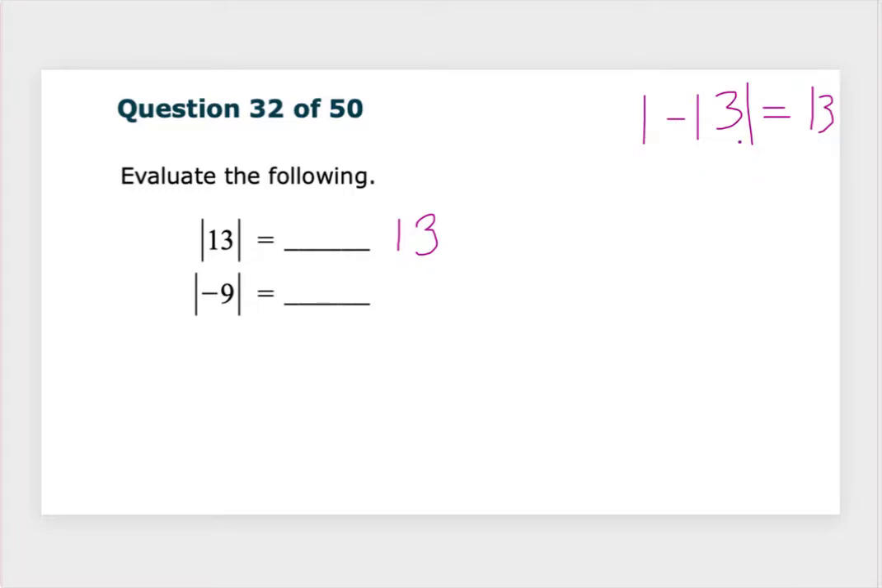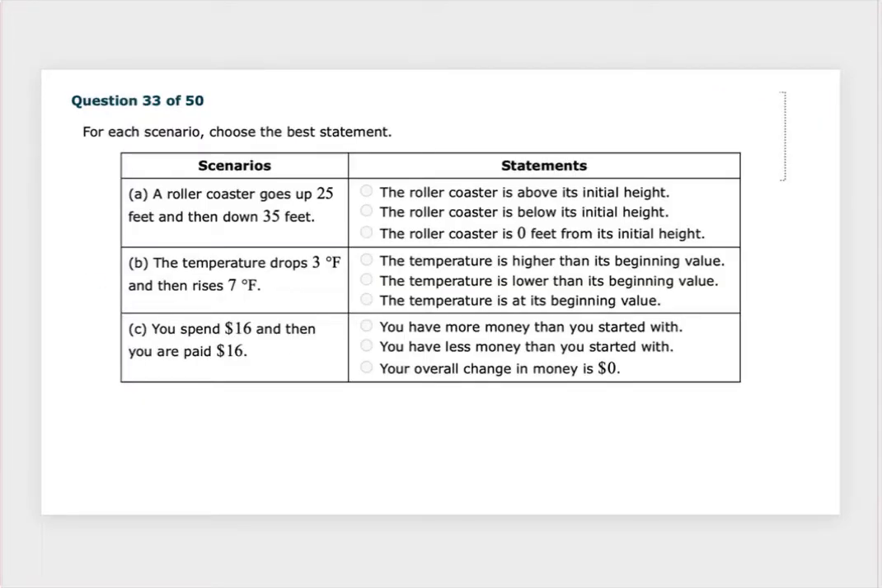Whatever's inside will be made positive. So the absolute value of negative 9 is a positive 9. There are 9 steps from 0 to negative 9. For each scenario, choose the best statement. A roller coaster goes up 25 feet and then down 35 feet. The roller coaster is above its initial height. The roller coaster is below its initial height. The roller coaster is 0 feet from its initial height.